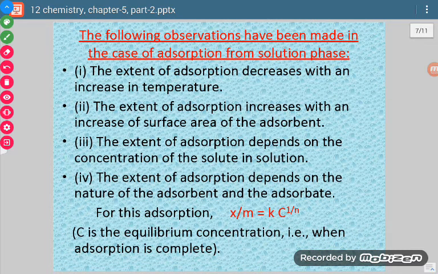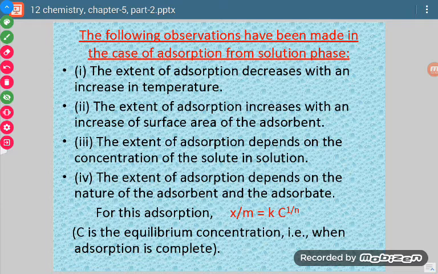Okay, now again let us come to solution, how adsorption takes place in the case of solution. Just like the example we discussed where we put charcoal in the acetic acid solution, and the charcoal adsorbed the acetic acid from the solution and decreased the concentration. By observing these types of adsorptions, let us discuss what we came to know.